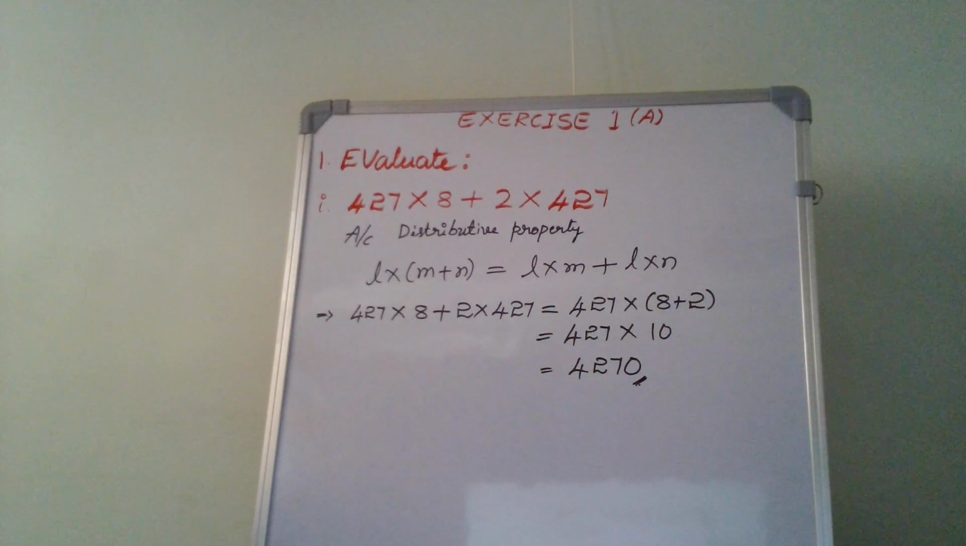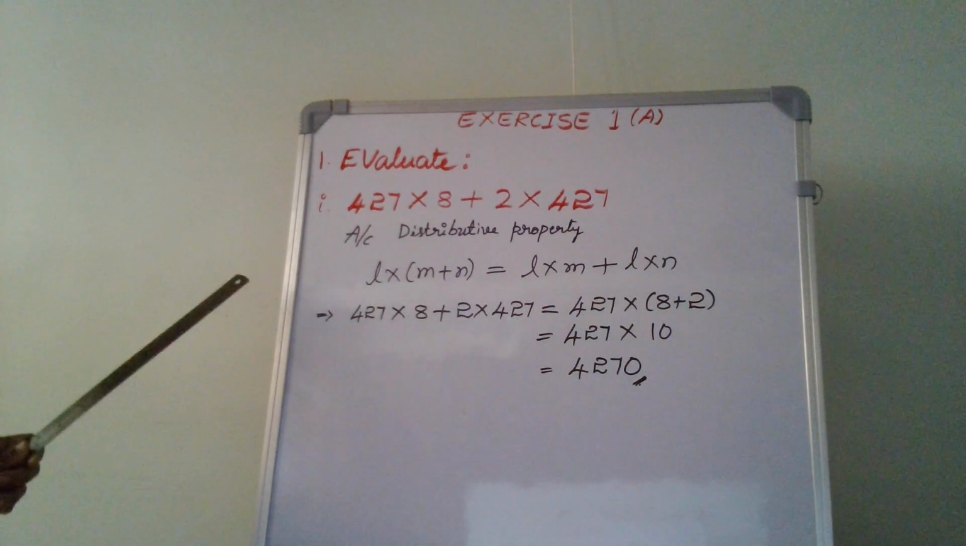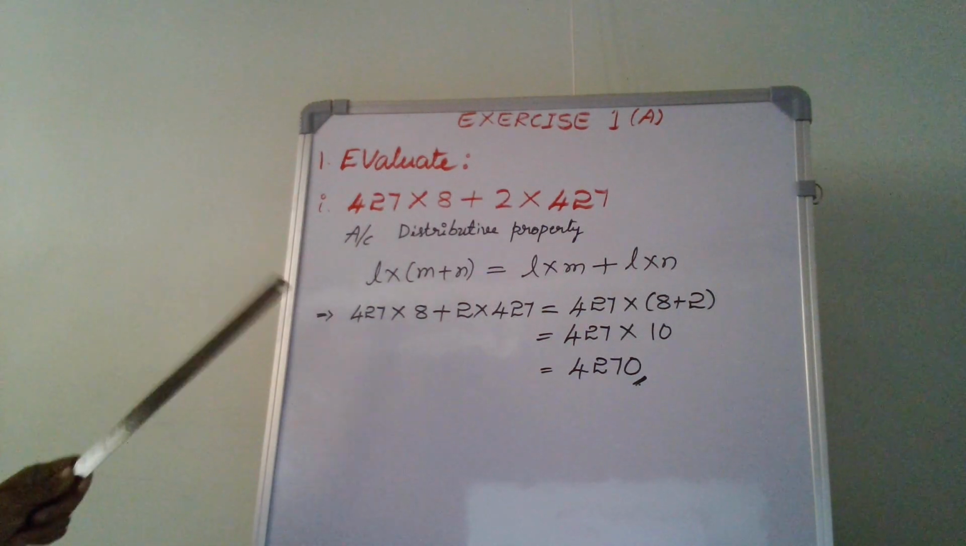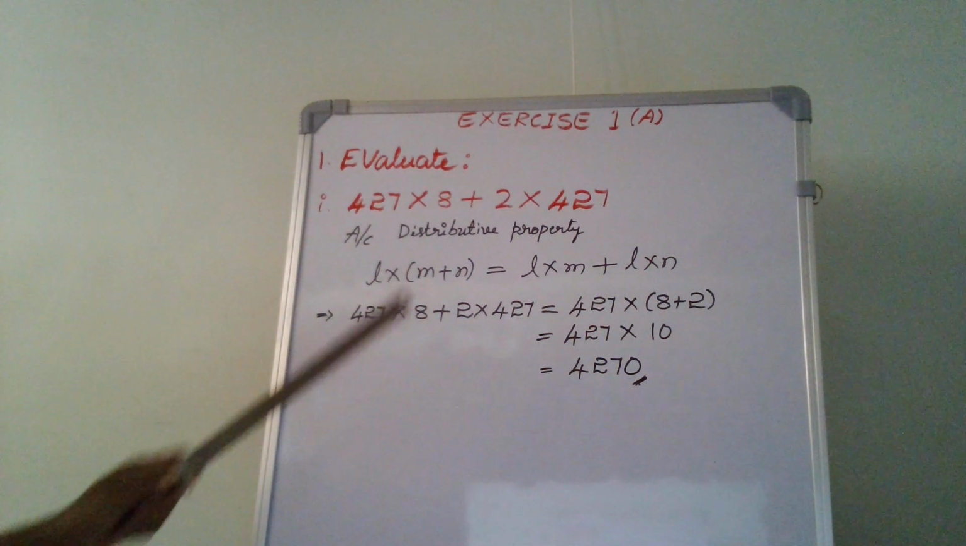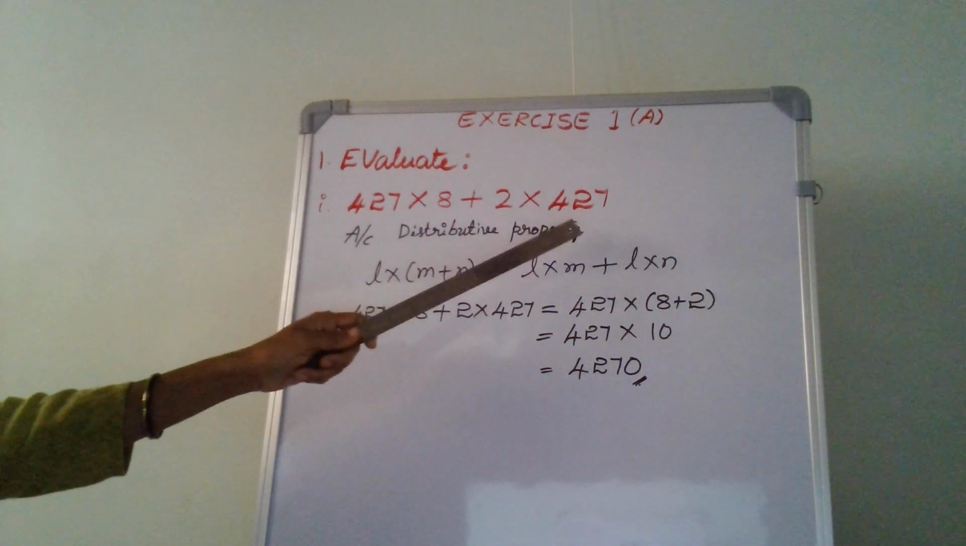In the previous session, we discussed integers and the properties of multiplication of integers. Based on the properties of multiplication of integers, let us solve the problems. Exercise 1A, the first one is evaluate 427 into 8 plus 2 into 427.